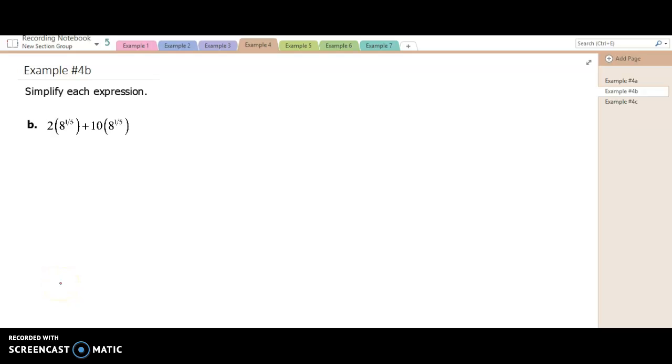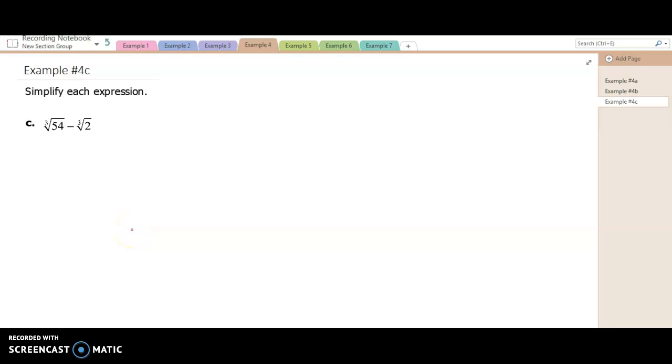Okay, same thing here. 2 times 8 to the 15th plus 10 times 8 to the 15th. Well, 15th, 5th. Okay, we have 2 8 to the 5ths here, so 2 8 to the 5th plus 10 8 to the 5th is just 12 times 8 to the 5th. Okay, that's not too bad neither.